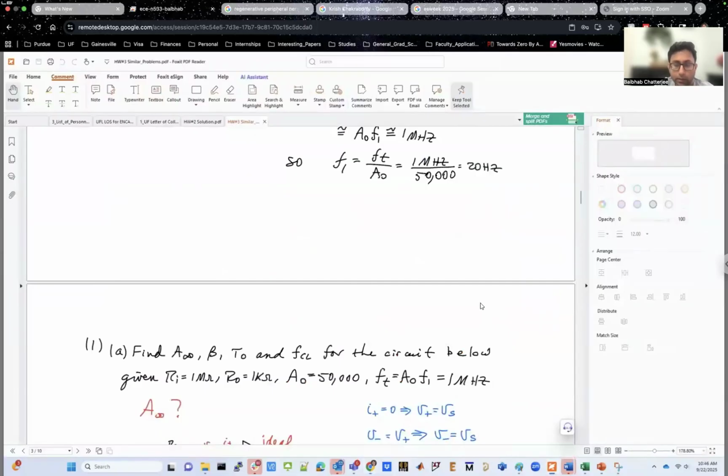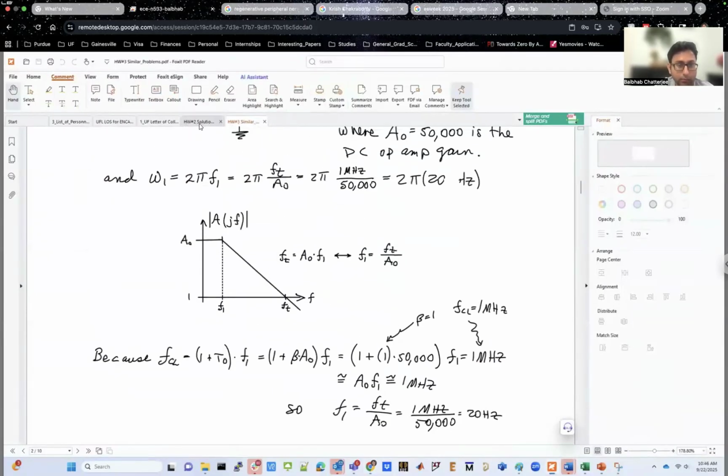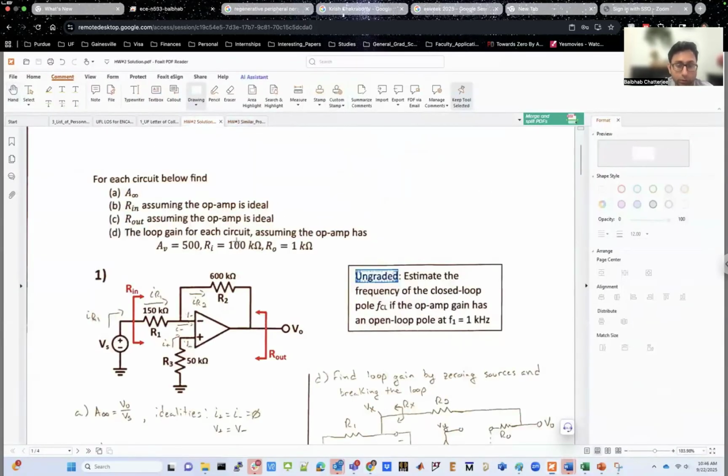If not, let's take a look at a few more example problems. So we'll first take a look at the homework 2 solutions, which is also something I have already posted on Canvas. So please go through them. Homework 2 and solutions, as well as the sample questions similar to homework 3, they will help you to answer some of these exam 1 questions as well.